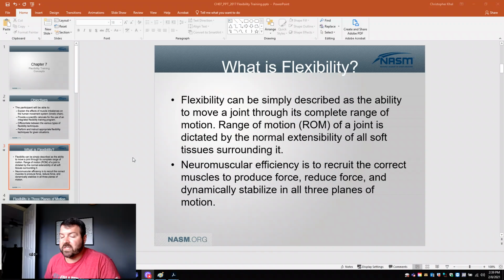All right, so what is flexibility? Flexibility can be simply described as the ability to move a joint through its complete range of motion. Range of motion of a joint is dictated by the normal extensibility of all soft tissue surrounding it.